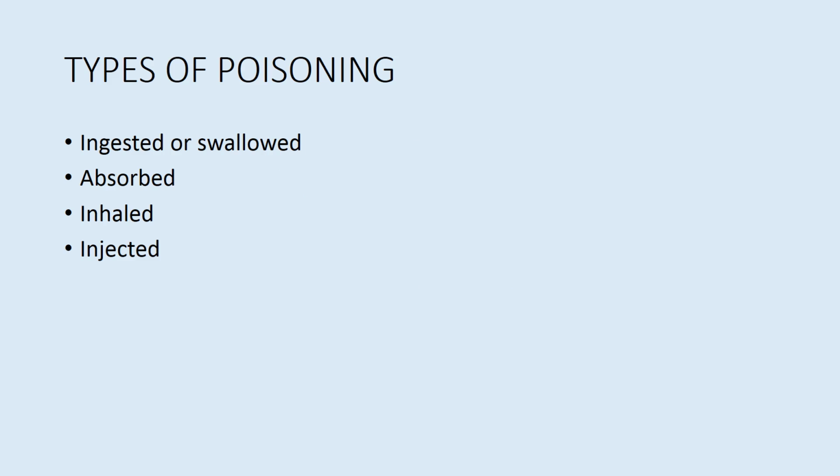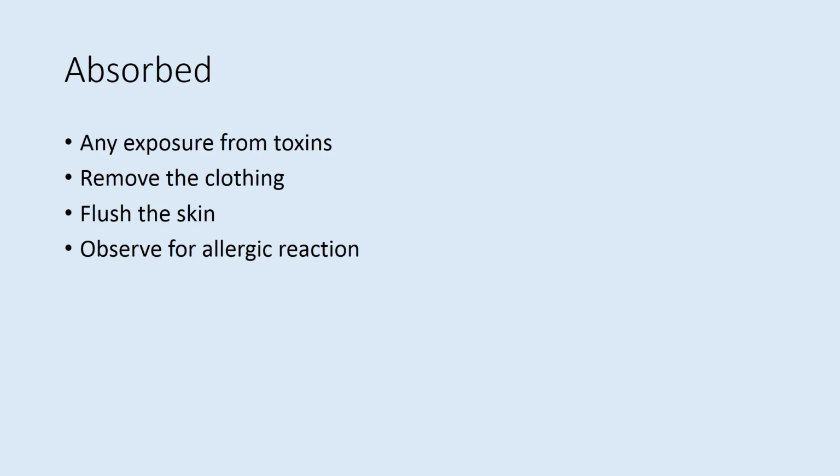So, types of poisoning. Obviously, ingested or swallowed, absorbed, inhaled, injected. Absorbed is any exposure from toxins. Basics: remove the clothing, get them away from the toxins, flush the skin, flush the skin, and flush the skin. If any exposure, even like when it gets in the eyes, if you ever work in an ER, they'll usually have a room set up where you're doing flushing of the eyes, flushing of the skin. It's something that goes on for a long period of time.